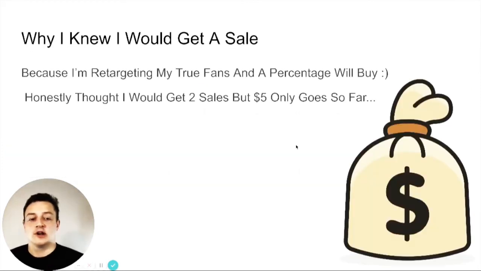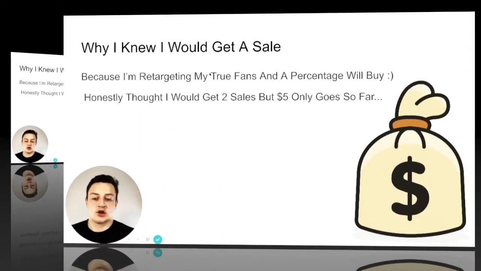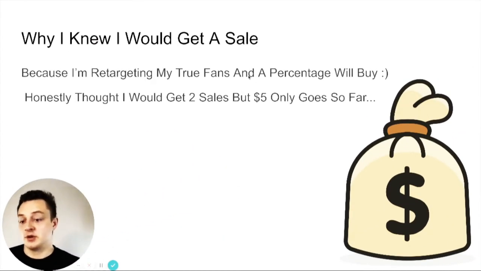Now, why did I know that I'd get a sale from doing this? The truth is, I didn't fully know if I would or not. I did assume I'd get more than at least one sale, but at least I got one sale. I thought I would get two sales. $5 only goes so far when you do $5 in marketing. But still, how much of an ROI really is that? That's like a 10x return on investment. So it's really good. And it worked because I was targeting true fans, people who've liked videos and people who have subscribed to the channel. And that's why it worked.